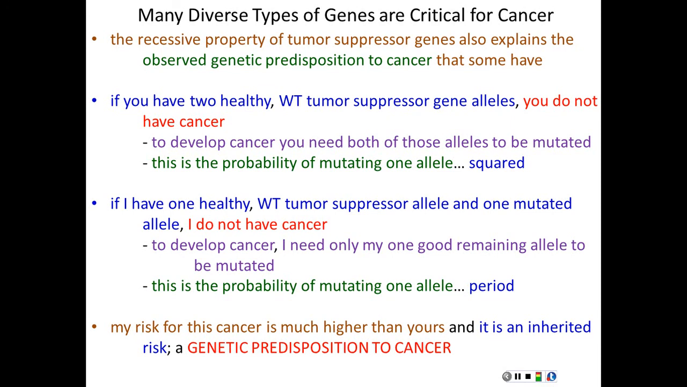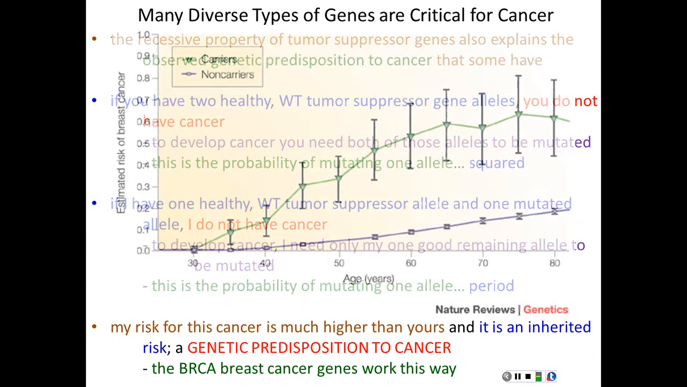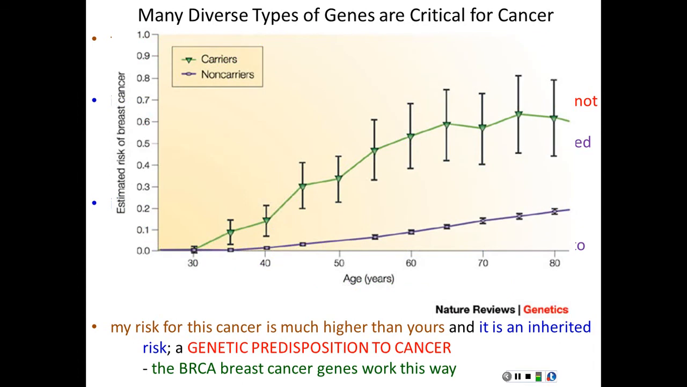My risk for cancer was an inherited risk because I got that mutation from a parent. Thus, I have a genetic predisposition to cancer. It's easier for me to get cancer, and it's easier for me to get cancer because of my genetics. That is how we have a genetic predisposition for cancer. The BRCA gene works this way. And we've heard about the BRCA gene recently.